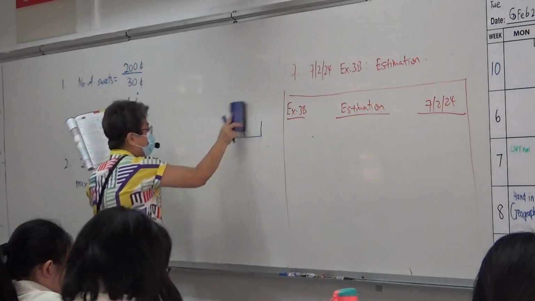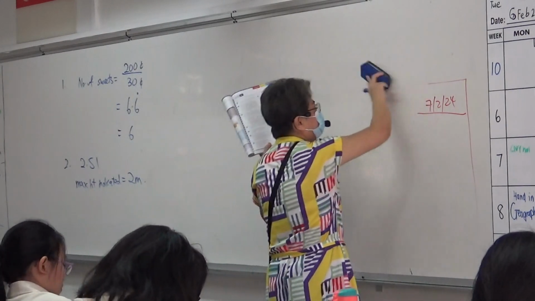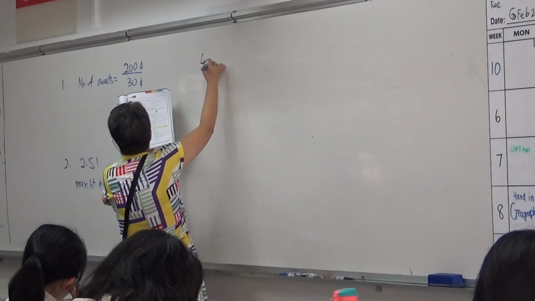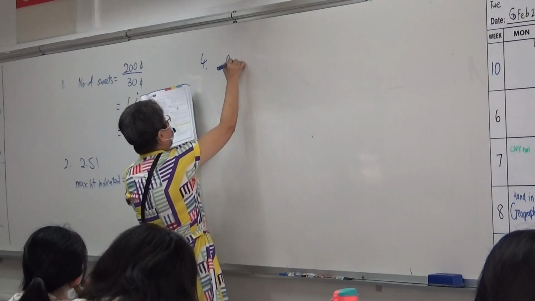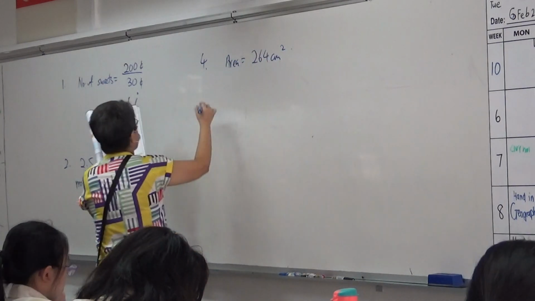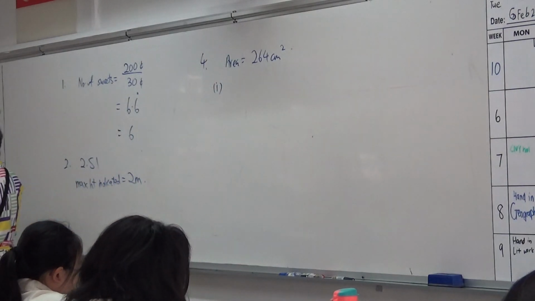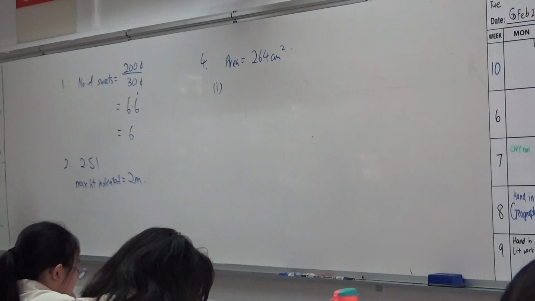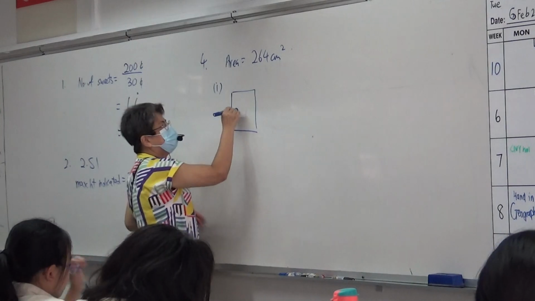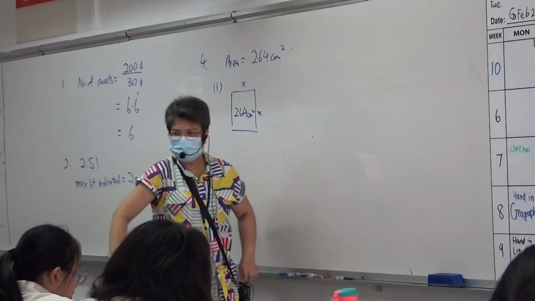Question number 4. The area of a square is 264 cm squared. Part 1, find the length. Part 2, find the perimeter of the square. Okay. I want everybody to draw a square. 264 cm squared. Let this be x, let this be x.